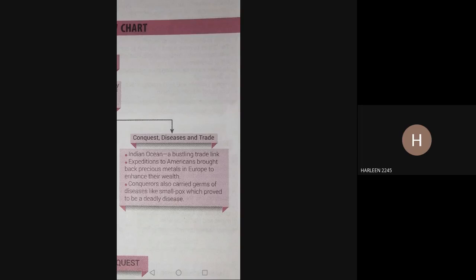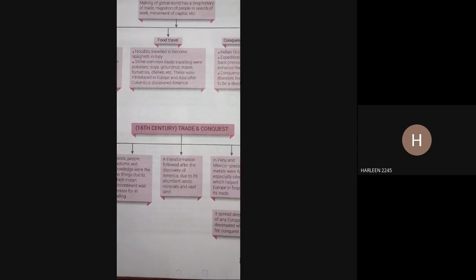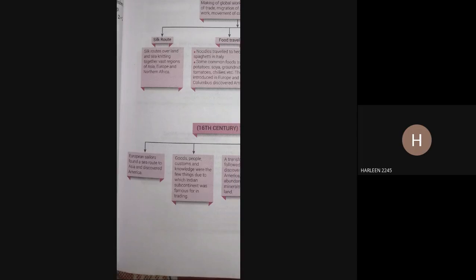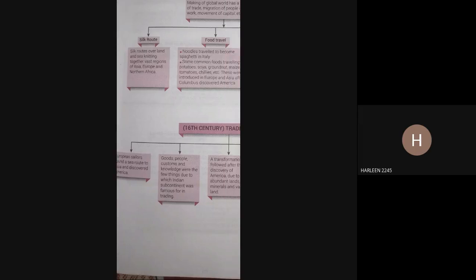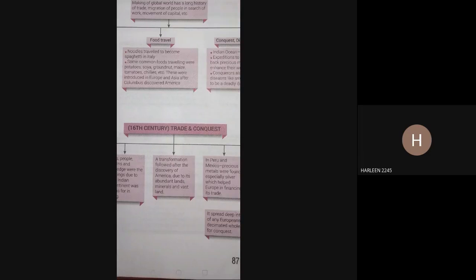Okay. The next part is the 19th century. Here in your book is written 16th century. 16th century trade and conquest. Here the first thing: the European sailors found a sea route to Asia and discovered America. Goods, people, customs, and knowledge were the few things for which the subcontinent was famous in trading. A transformation followed after the discovery of America due to the abundant land, minerals, and vast land.